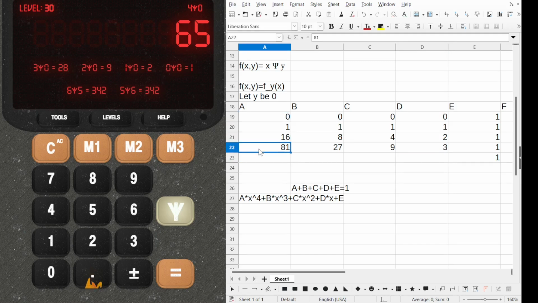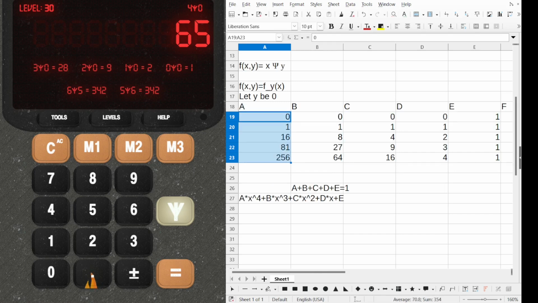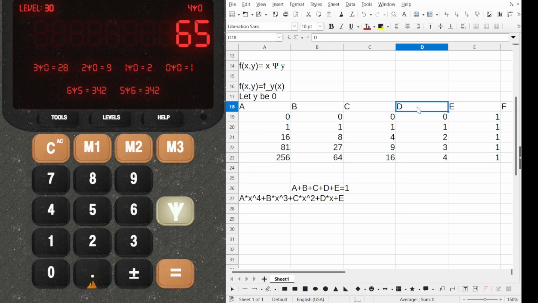A, B, C, D, E. Okay. 4, 16, 64, 256. 64, 16, 4. We now have a matrix system, or yeah, we can call it a matrix, which we can now use to calculate the values of A, B, C, D, and E, given that Y is 0.